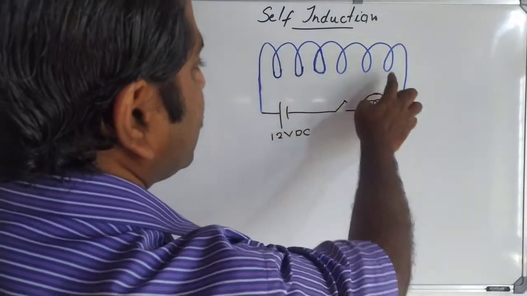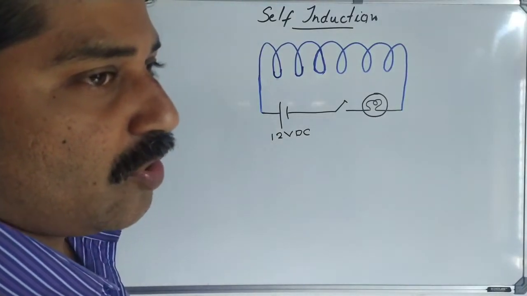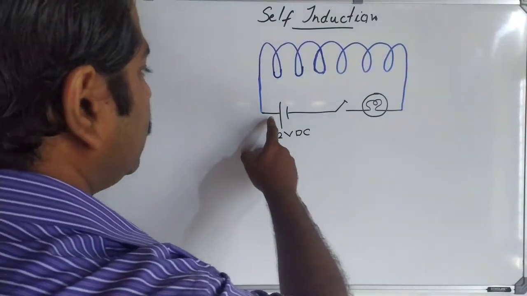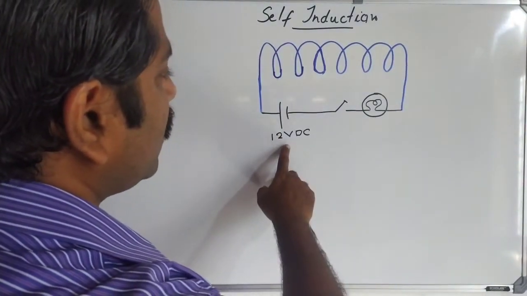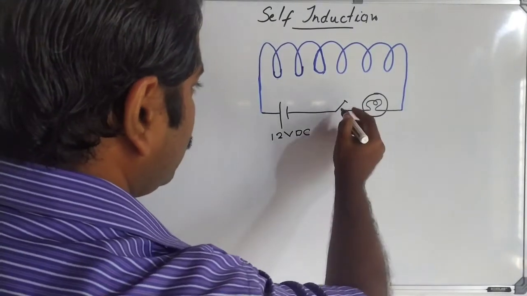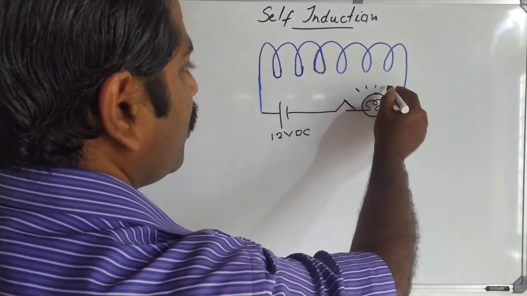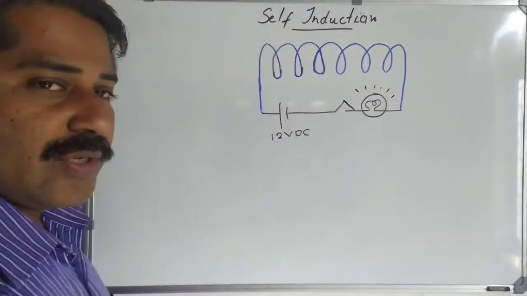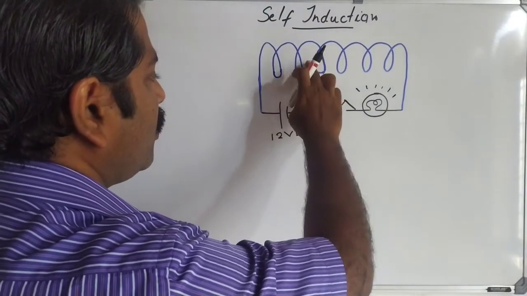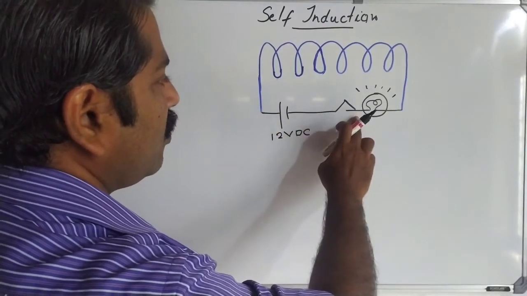Here we have a solenoid. We know what a solenoid is: an insulated copper wire wound in the form of a helix. Then it is connected with a 12 volt DC. And we know that when we switch on, what will happen? The bulb will glow. So in this circuit, we can see a solenoid, a source of DC, and a bulb, and on switching on, the bulb will glow.